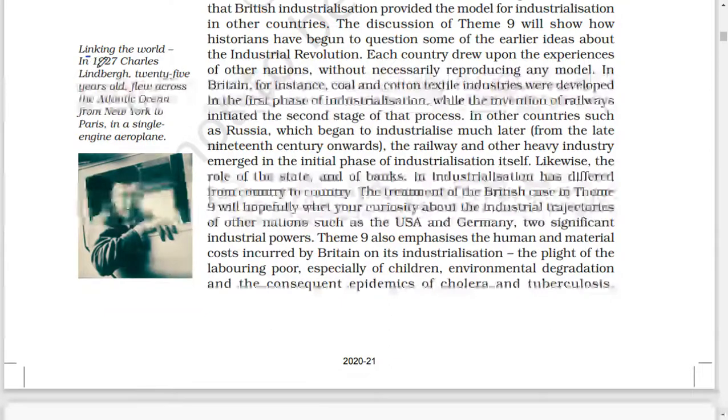Linking the world: in 1927, Charles Lindbergh, 25 years old, flew across the Atlantic Ocean from New York to Paris in a single-engine aeroplane.